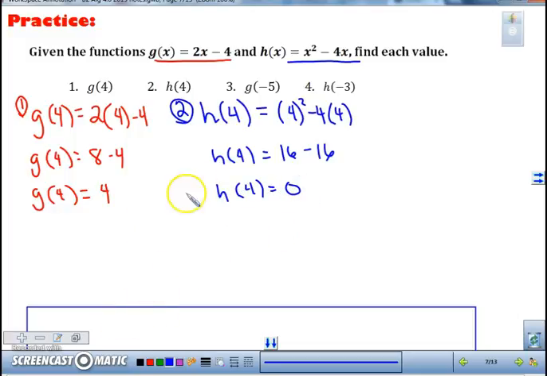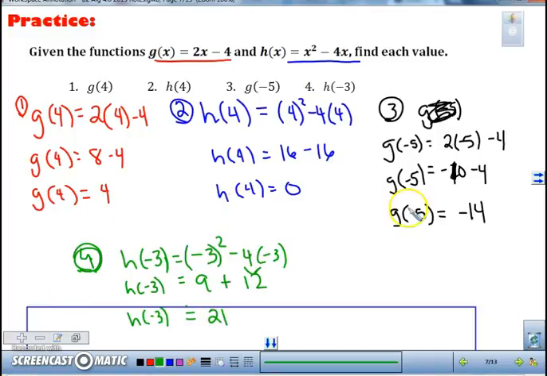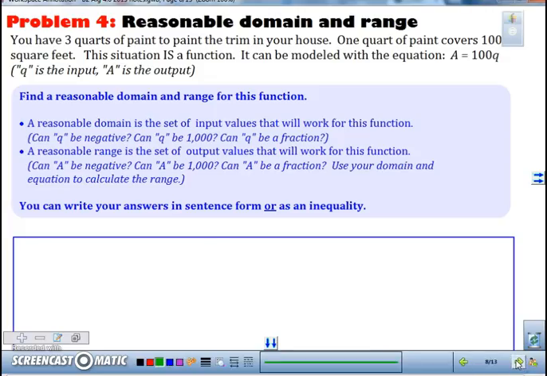So try the next 2, again pause it, and then start it up as you need. You can now see the answers for the rest. If you need to pause the video to make sure you check yours and get the right answers, please make sure you do so. And then we want to look at this last part. In this last part, we're talking about what's a reasonable domain and range. And what might happen is that the video might just run out of time and I need to start another one to add to it.